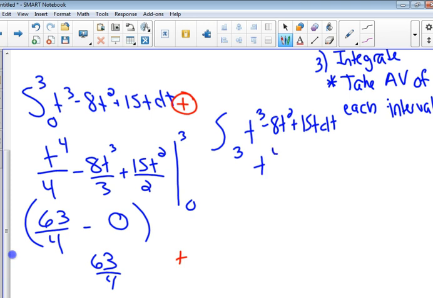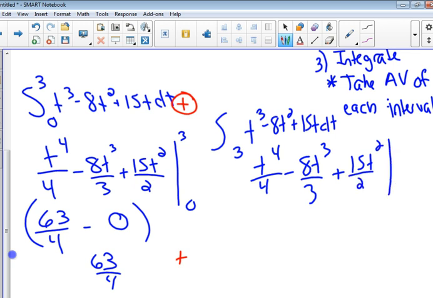the same kind of deal over here. 4 minus 8, t squared over 2. This time we're going to go from 5 to 3. When we plug in a 5, you should get 125 over 12. When you plug your 3 in, it should be a minus 63 over 4.